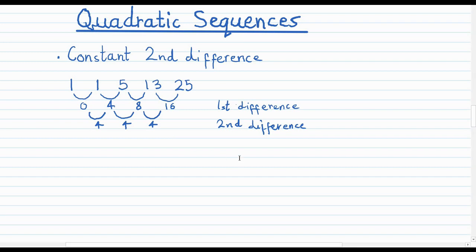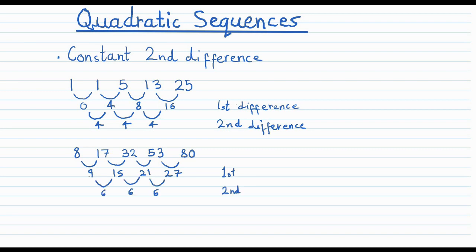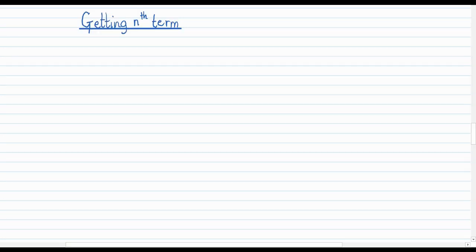Here's another example. The first difference values for it are all different again. Then when you calculate the second differences, you get the following. A constant second difference of 6 this time. So this also qualifies as a quadratic sequence.